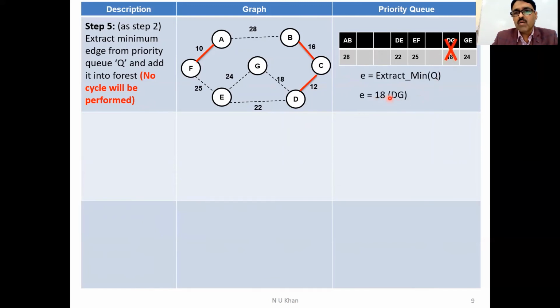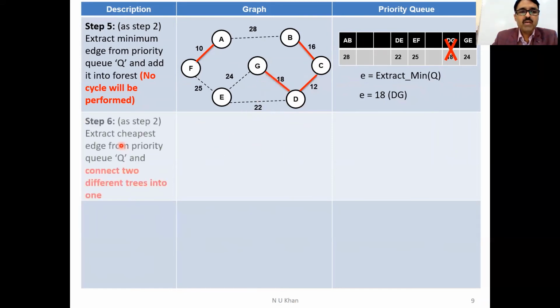Okay. Now connect 2 different trees DG. So first tree is this one, another tree is this one. अगर हम इसको connect करेंगे तो no cycle. So we can add. Okay. आपने यहाँ पे connect किया. Process को आगे बढ़ाया. Now in step number 6, repeat the same step.